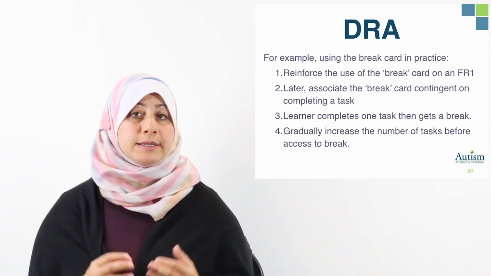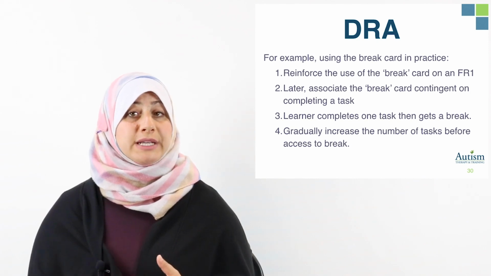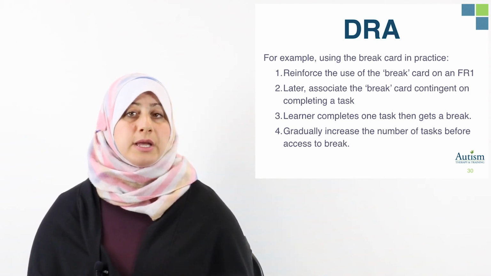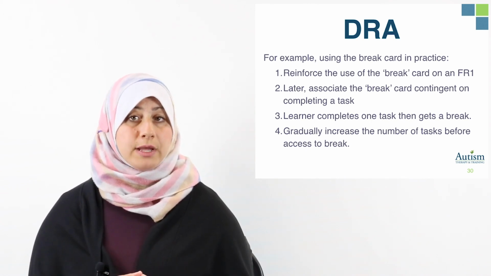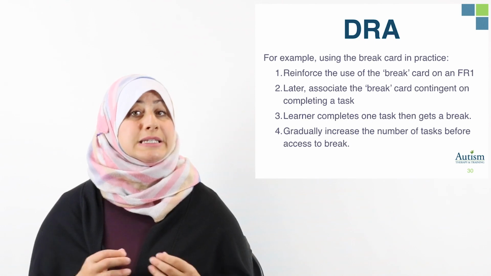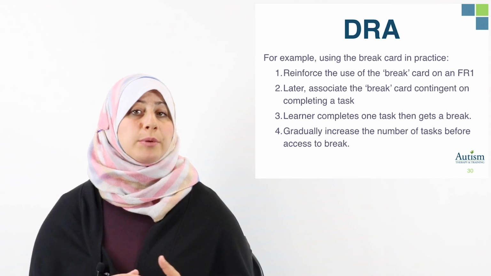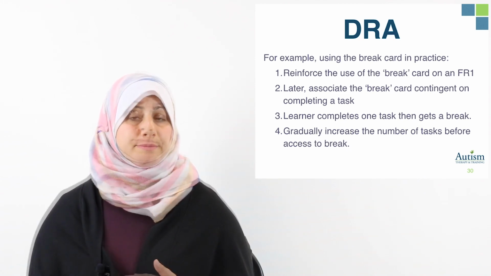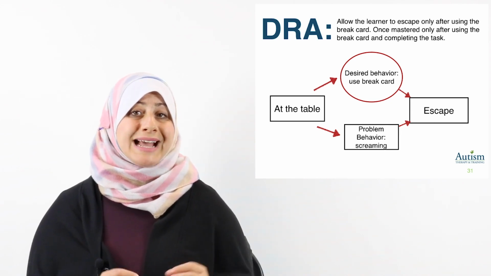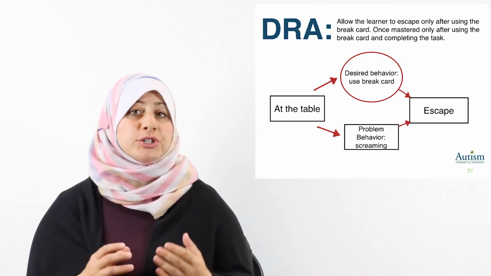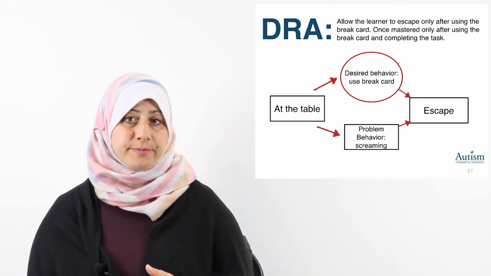This would be a simple task, something the learner can do without an issue. Then the learner completes the task, then they get a break, gradually increasing the number of tasks before access to the break. Then you can also look at increasing the difficulty of the task. But your goal here is to replace the problem behavior with a desirable one. This diagram here shows you that problem behavior can result in access to escaping the table, but so can the break card. So we want to encourage the more desirable behavior.